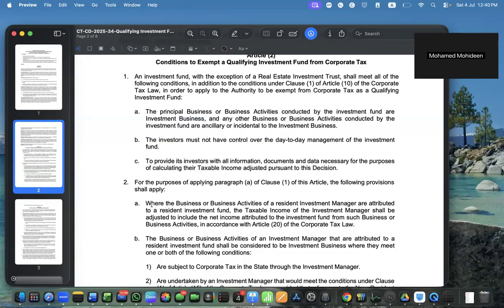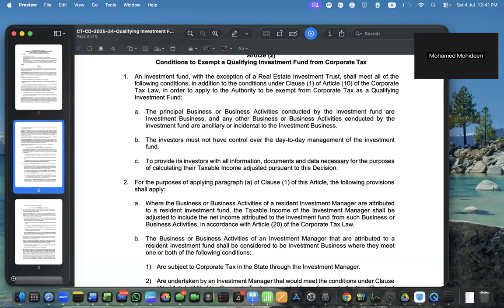It's a new additional thing: where the business or business activities of a resident investment manager are attributed to a resident investment fund, the taxable income of the investment manager shall be adjusted to include net income attributed to the investment fund from such business or business activities in accordance with Article 20 of the Corporate Tax Law. Basically, there will be an adjustment made to the taxable income of the investment manager for such a resident investment fund which that manager is managing.